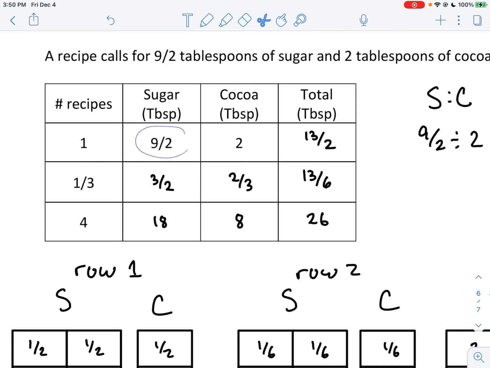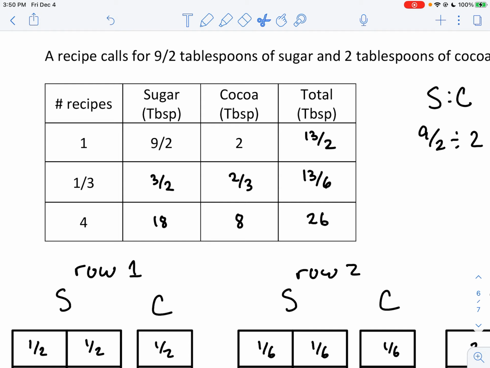So if one recipe calls for 9/2 tablespoons sugar, 2 tablespoons cocoa, just add those together, and we have 13/2 total tablespoons. If you want to do a third of the recipe, then you have to multiply all of these amounts by a third, essentially. So a third of 9/2 will be 3/2, and a third of 2 is 2/3. And if you add 2/3 and 3/2 together, you'll get 13/6, which is what you get if you simply do a third of 13/2.